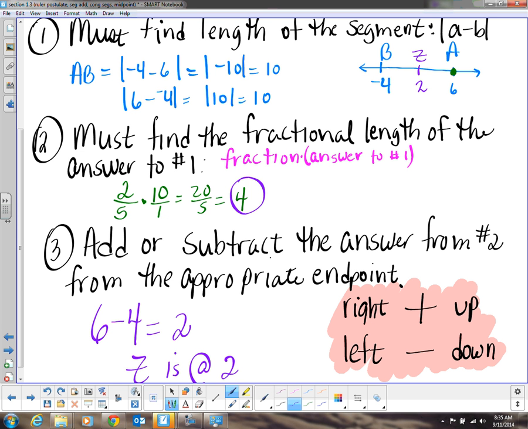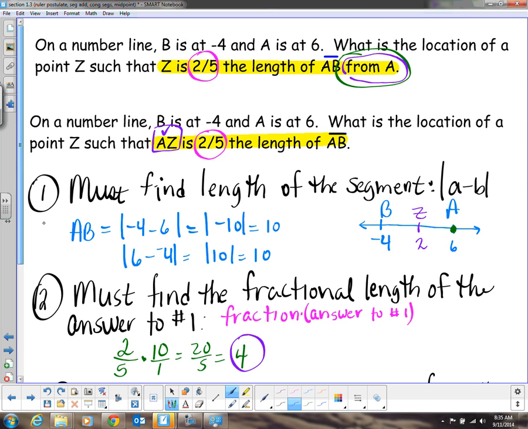I put a dot on A because we're doing from A. If I had done this one, the answer is still 2 because I have to take A, which is 6, and move to the left 4 units, and I'd be at 2.